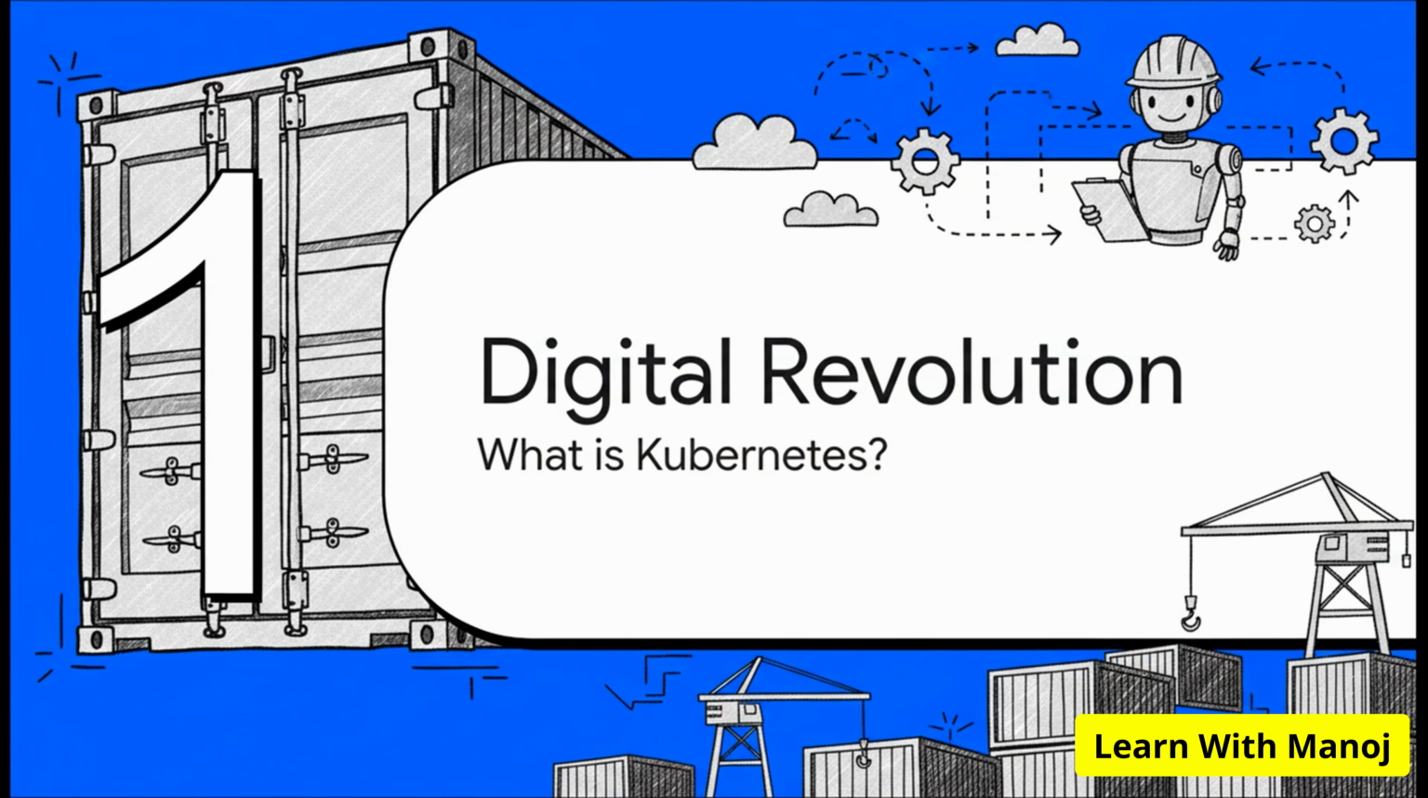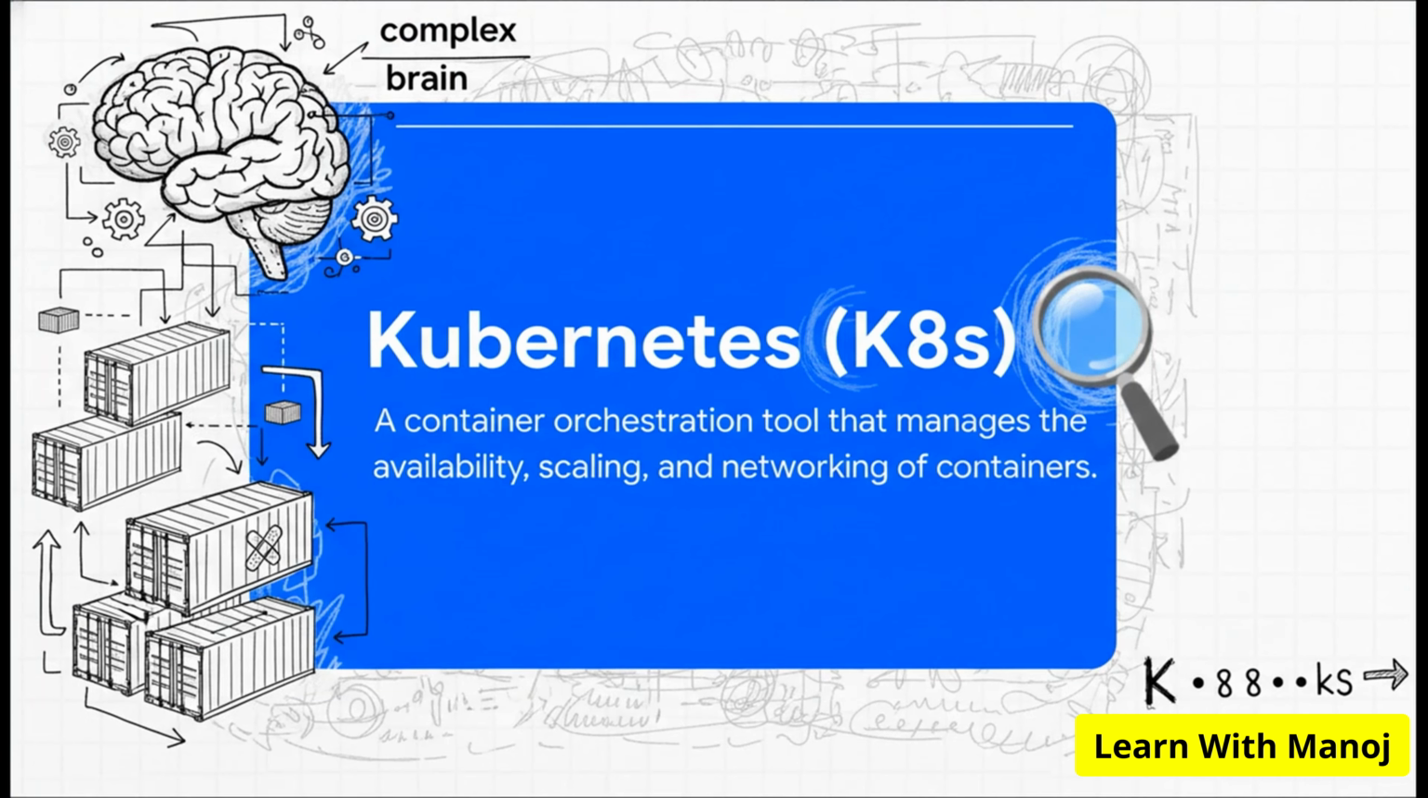Okay, first things first, let's talk about the main event. What exactly is this system that's acting like the foreman of our entire digital shipping yard? So Kubernetes is basically the master orchestrator. It's the super smart brain that tells all of our digital shipping containers where they need to go, how many of them we need at any given moment, and what to do if one of them gets damaged. It handles all the heavy lifting, the scaling, the networking, the management.